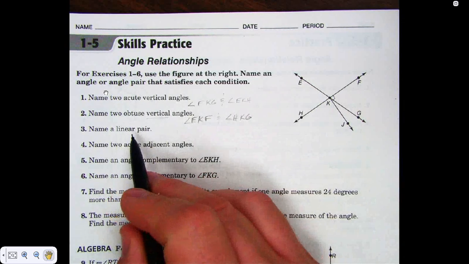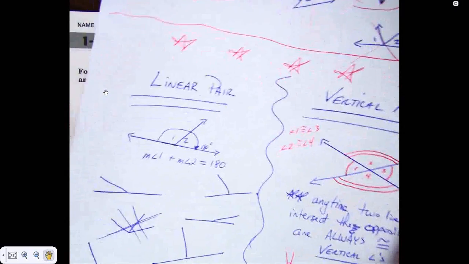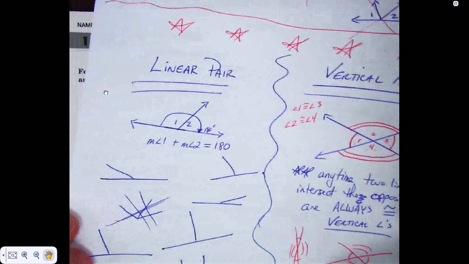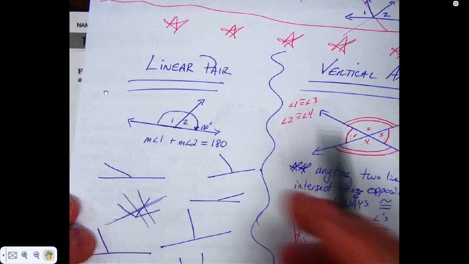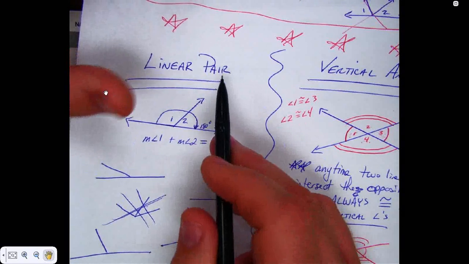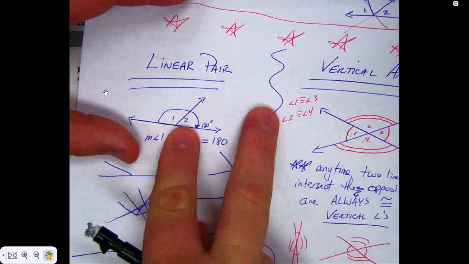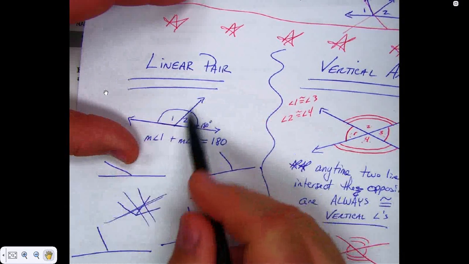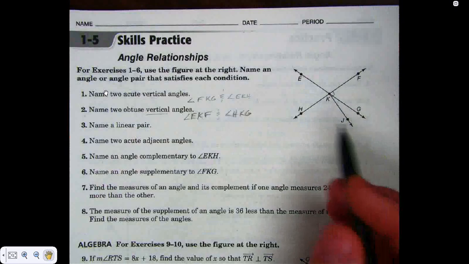Name a linear pair. What is a linear pair? If you don't remember, go back to your notes. All you have to do is look at the picture. Look at all these pictures. It's the one that creates two angles that create a what? Straight line. Pair means two. So when they say linear pair, they're not just saying a bunch of angles that add to 180. They say what? Two that are beside each other, adjacent, and add to 180 and make a straight line.